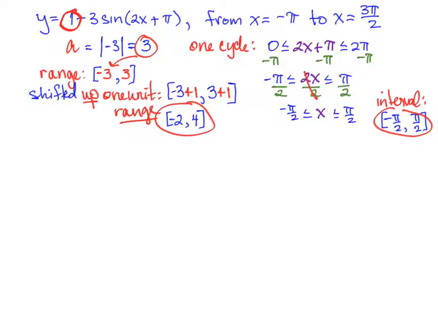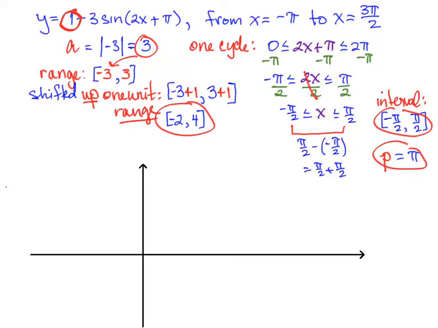All right. This interval also gives us the period. The period is going to be pi over 2 minus negative pi over 2, and that is just pi over 2 plus pi over 2, which is pi. So our new period is pi.